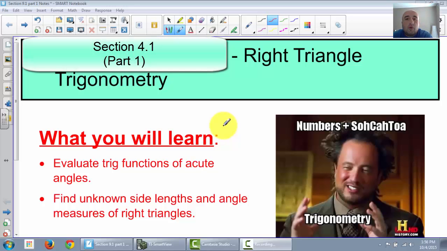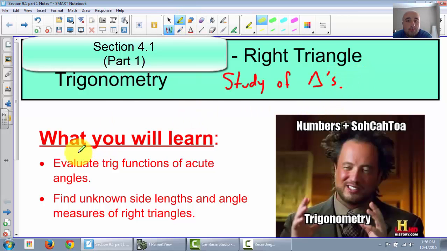All right, welcome to the next new chapter. We're going to start chapter 9 today, and this is section 9.1 part 1, and we're going to start talking about right triangle trig. Okay, so what is trig? Trig is basically the study of triangles. Okay, so that's basically what we're going to talk about.